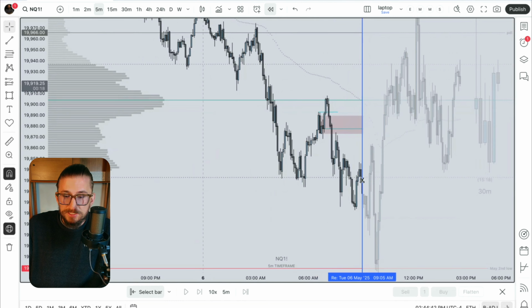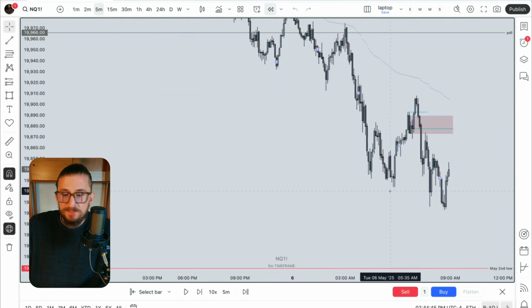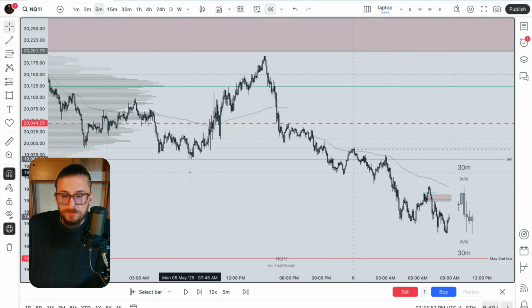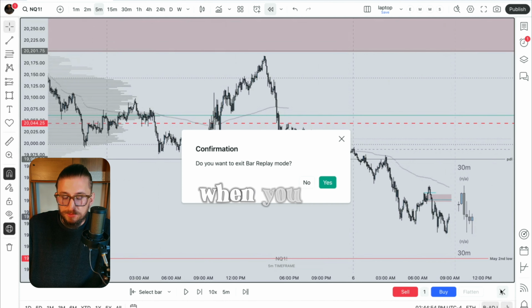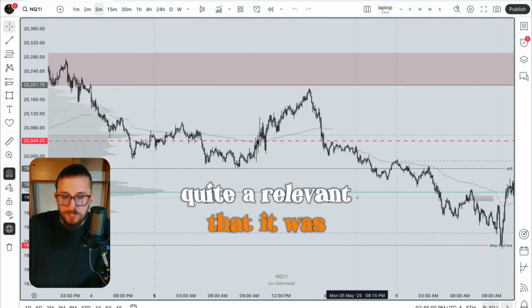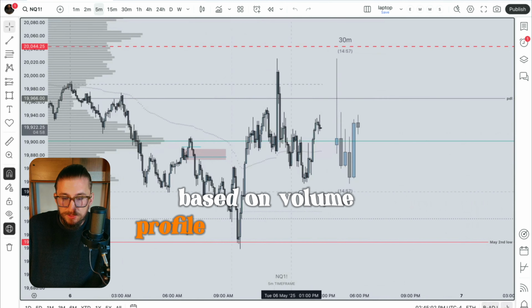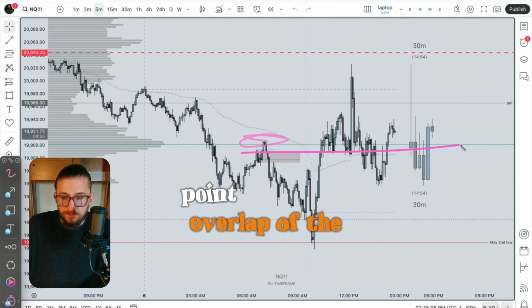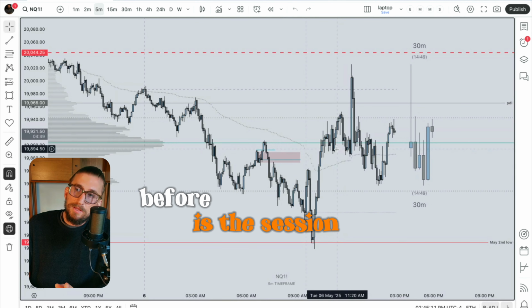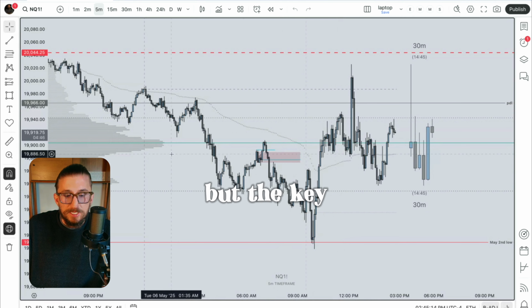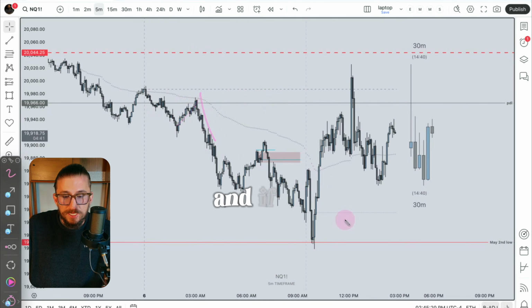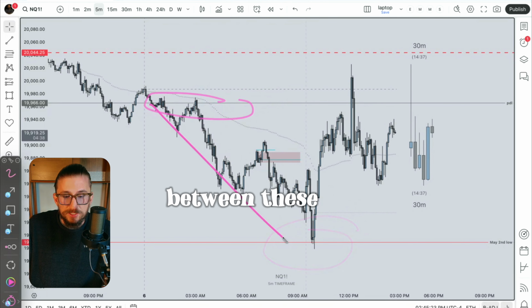Now, when we're looking at this and we rewind it just a tad, you see up here, yeah, boom. But then when you go and look at how it developed over the day, after that move happened, you can see that it was quite a relevant move based on volume profile. Considering right here, you get the overlap of the point of control, and that's where we consolidate all day. So again, this is the session before FOMC tomorrow, so it's a little bit choppy, but the key point is this. We saw a level, we saw it interact, we could have structured our trades there, and if not, we look for any sort of continuation between these 2 points.